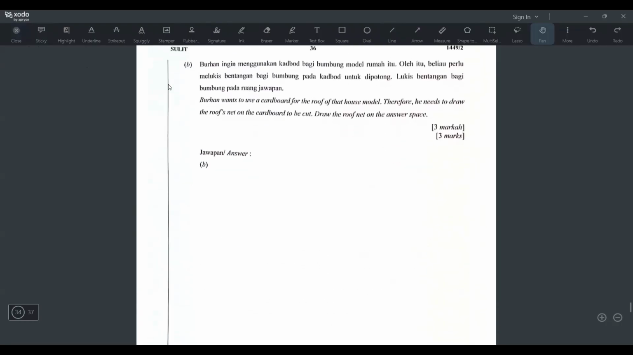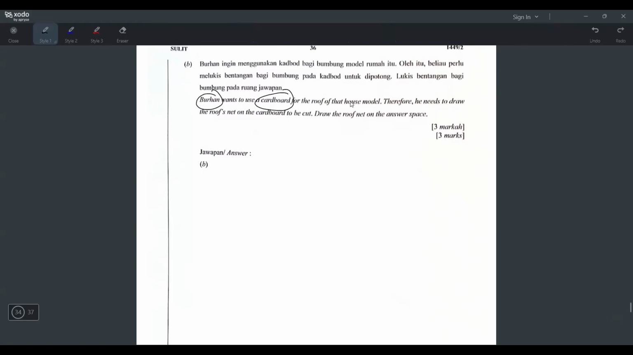Now let's continue with B. Okay, B says Burhan wants to use a cardboard for the roof of that house model. Therefore, he needs to draw the roof's net on the cardboard to be cut. Draw the roof net on the answer space. Okay, what is net? Net means when you open up the 3D shape, that's a net, right?